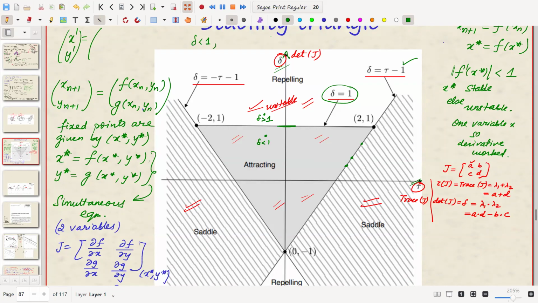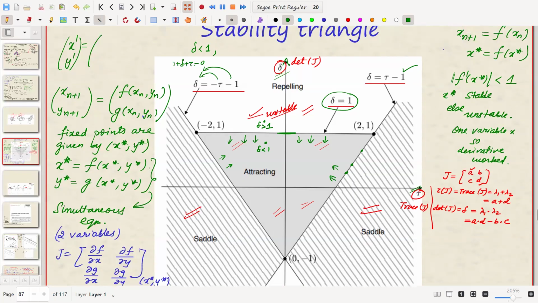What is another condition? If delta is less than 1, your points will lie below this. You are safe. But your points should also lie in this region, no? In these regions. It cannot go outside for it to be stable. So take these guys here on that side, you will get 1 plus tau plus delta equal to 0, isn't it? Fine.